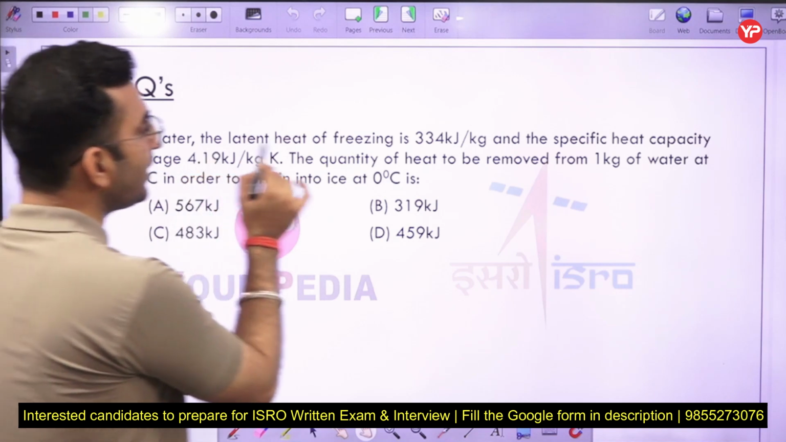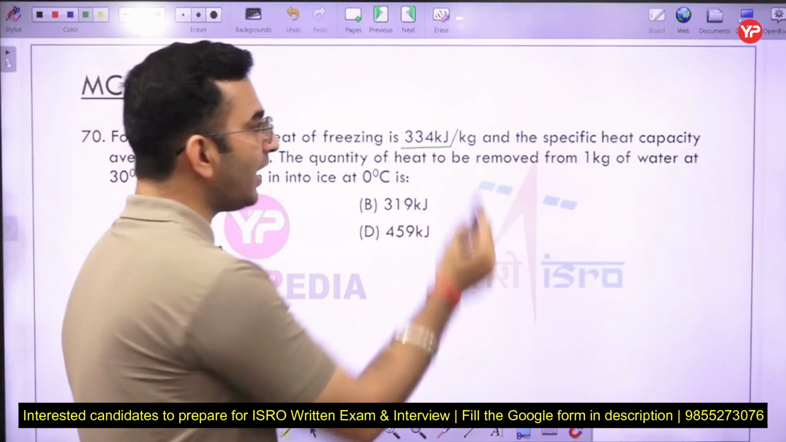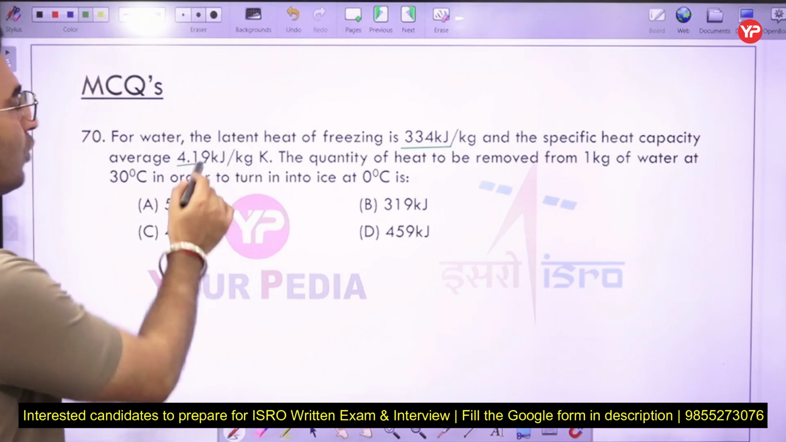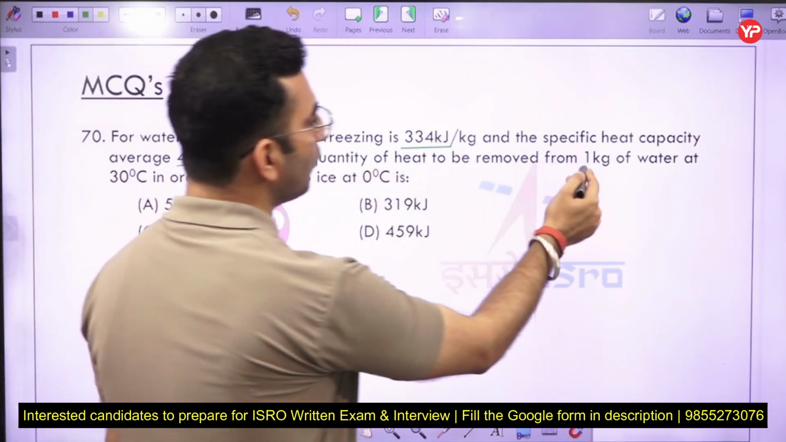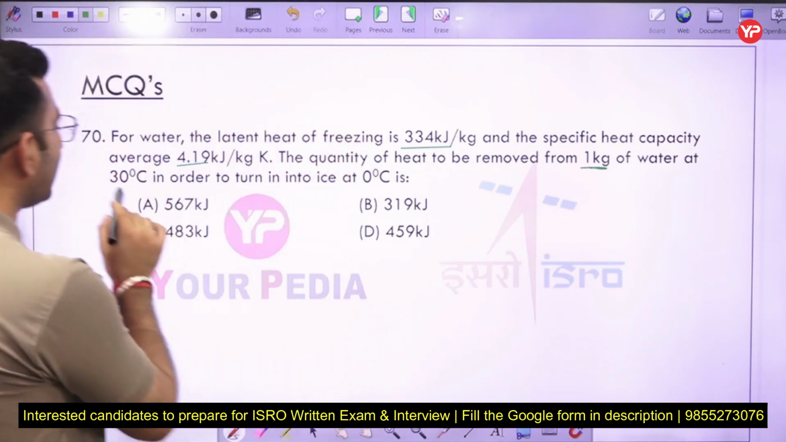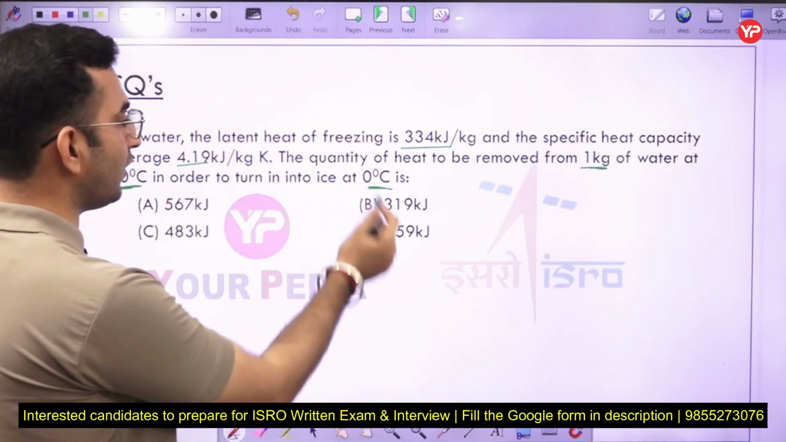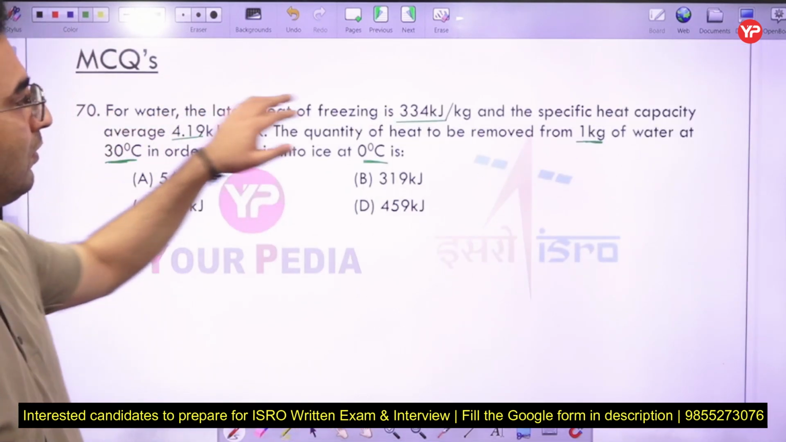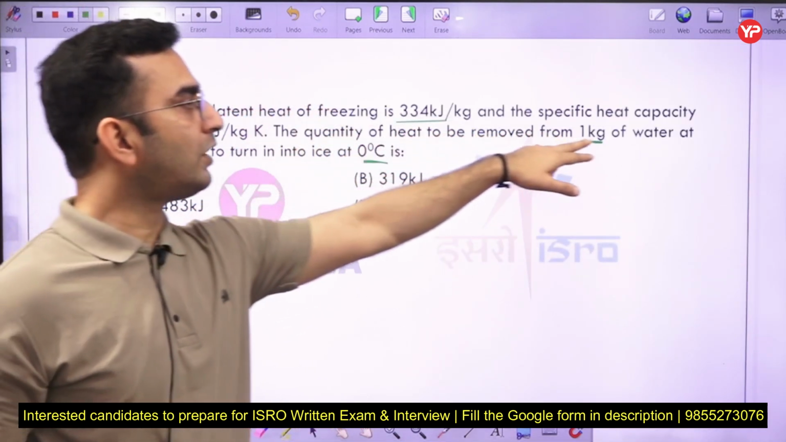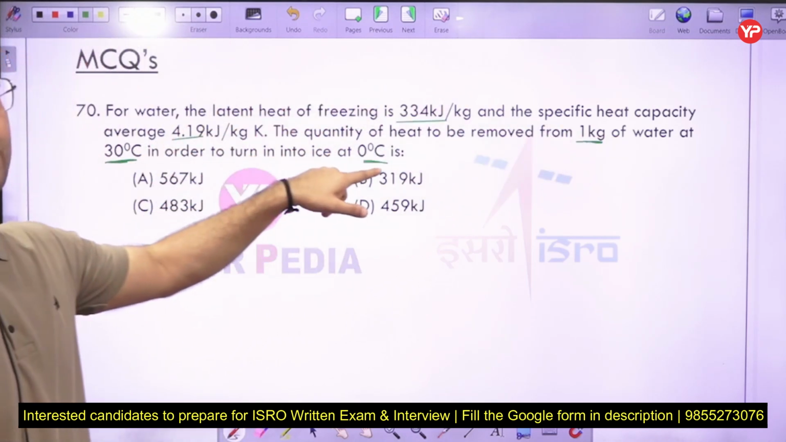For water, the latent heat of freezing is 334 kilojoule per kg, and the specific heat capacity averages 4.19 kilojoule per kg. The quantity of heat to be removed from 1 kg of water at 30 degrees Celsius in order to turn it into ice at 0 degrees Celsius will be. Okay, so we have water and we have to convert this water into ice at 0 degrees Celsius.